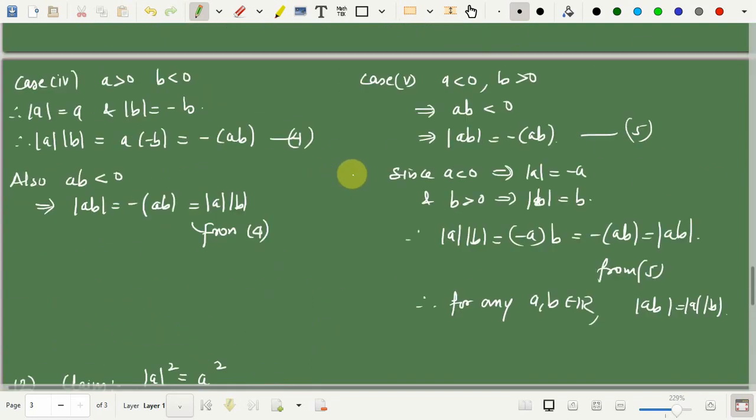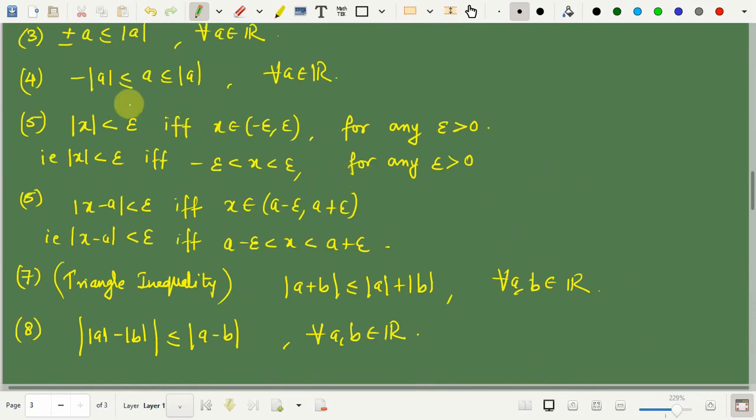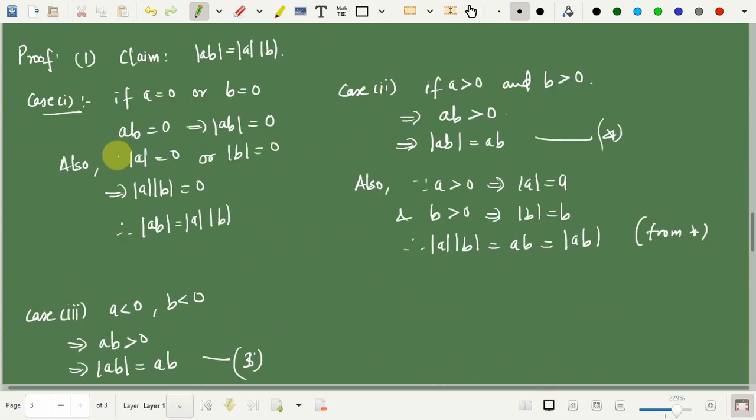The fourth one talks about the inequality, which says that minus of mod of a is less than or equal to a, which is less than or equal to mod of a. So, obviously, this has to be true, because for any a, a has to be less than or equal to mod of a. If a is any real number, mod of a is always a non-negative quantity, and we do not know whether a is positive or negative. So, mod of a has to be greater than or equal to a, and from this inequality you can very easily show that a is greater than or equal to minus of mod of a. So, that is what is our next claim.